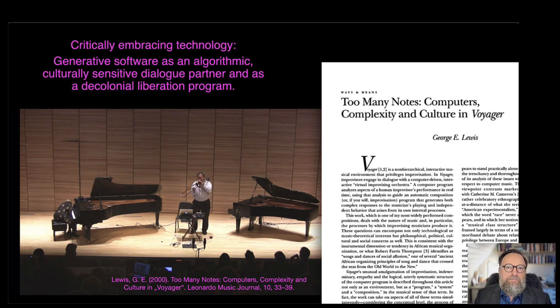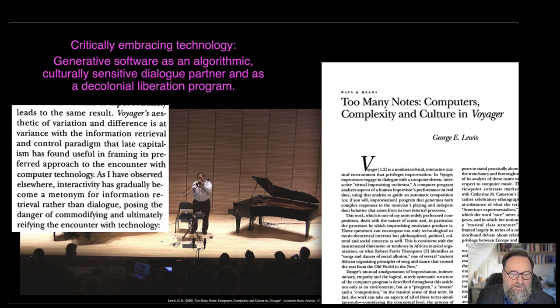George E. Lewis programmed this Voyager software for decades, as a software that has certain aesthetic principles that stem from African musical aesthetics very much, but not only, also from Indonesian aesthetics and many other indigenous aesthetics. And for George E. Lewis, the generative software, it's not an AI in particular, because there wasn't one at that time in this form. But he programmed algorithms that are kind of autonomously reacting to music. Generative software, he says, is an algorithmic, culturally sensitive dialogue partner and bears a decolonial liberation program. So that's my interpretation.